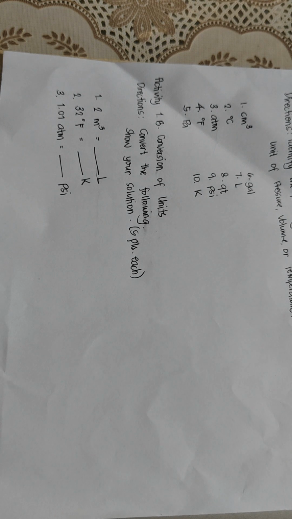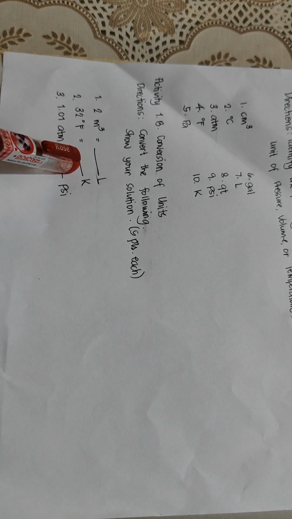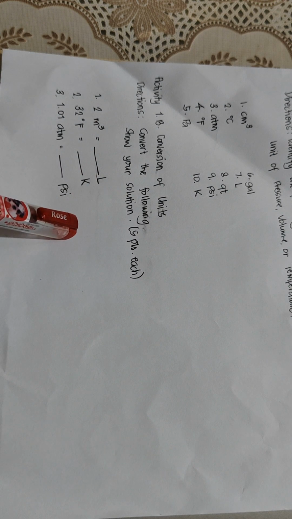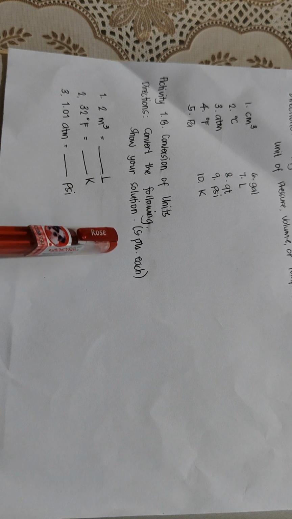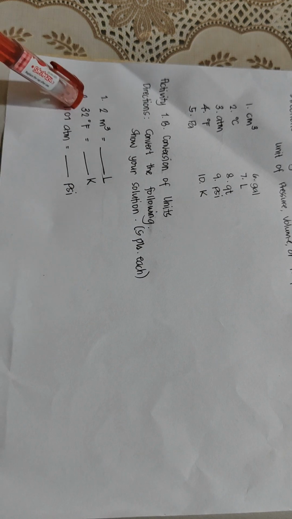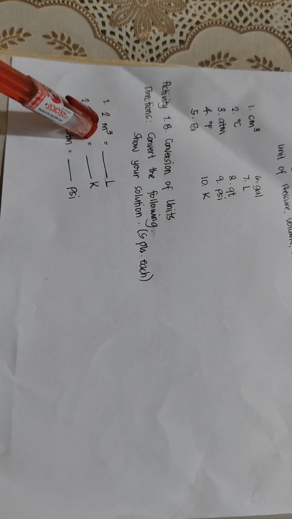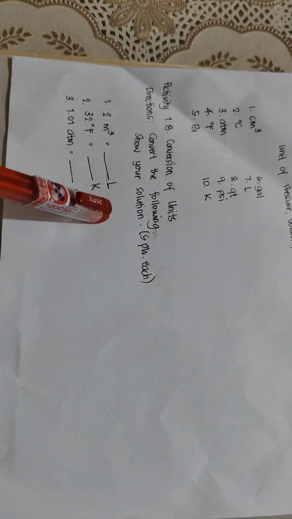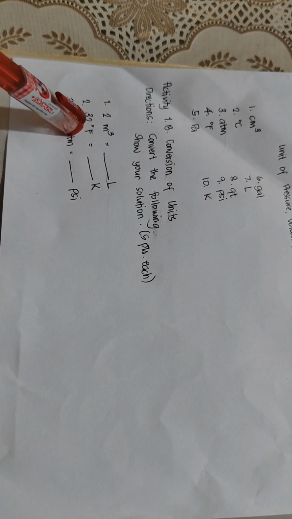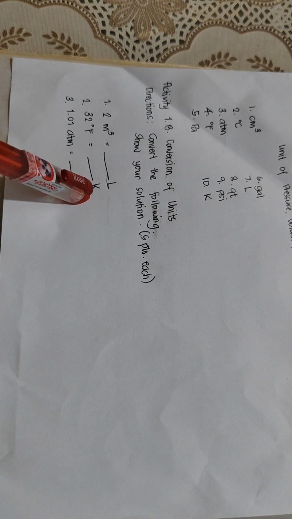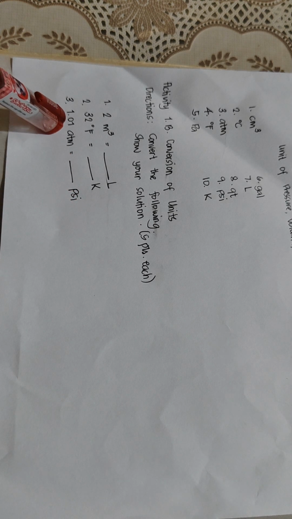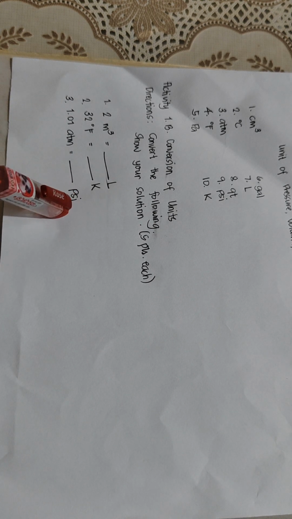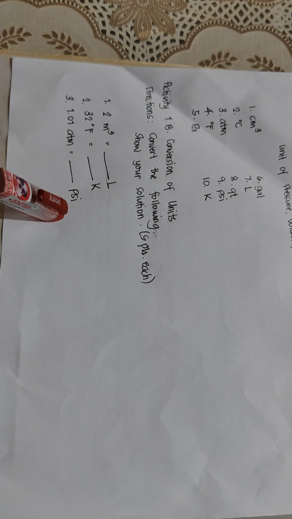Okay? And lastly, we have activity 1B, conversion of units. Simple, you are going to convert and you must show your complete solution. That will be 5 points each. So, for number 1, it says there, 2 cubic meters is equal to blank liters. About 32 degrees Celsius, Fahrenheit, I should say. So, what is the value in Kelvin? Okay? Then, we have the 1.01 atmosphere into pound per squared inch.